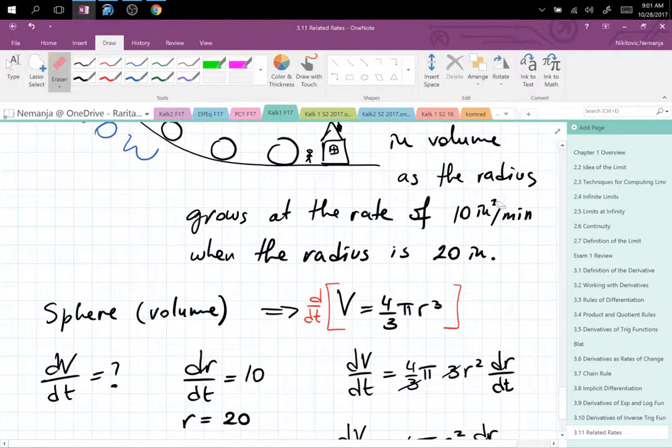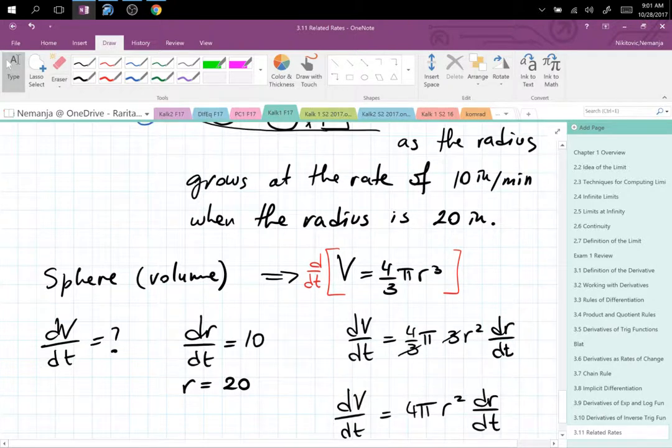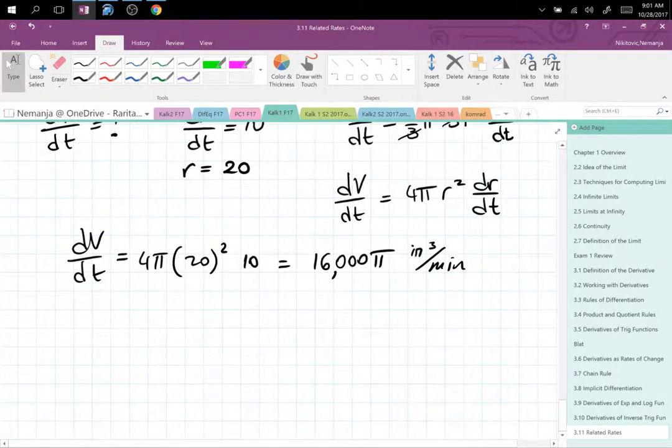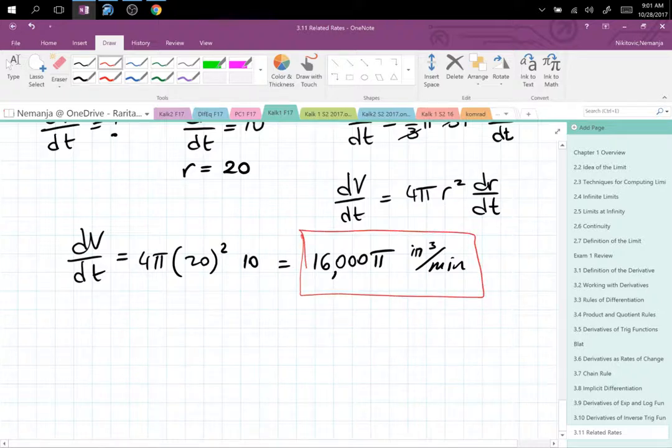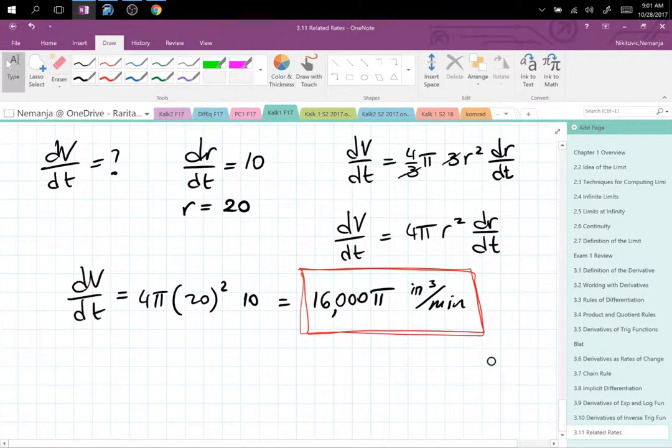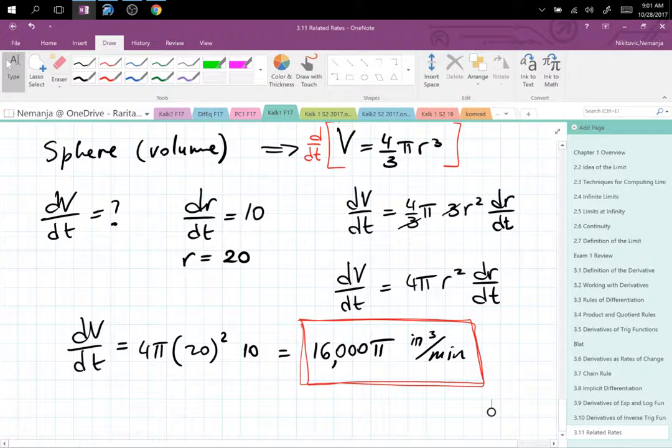Wow, I said radius grows with inches cubed. No, radius is just inches. Fix that. Radius is length. So we calculated 16 times pi, which is almost 3, so it's picking up almost 50,000 inches cubed of snow per minute.